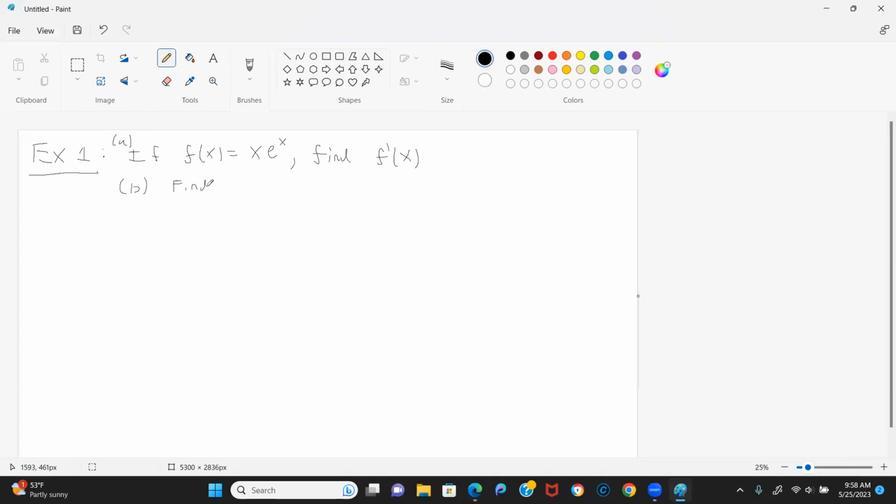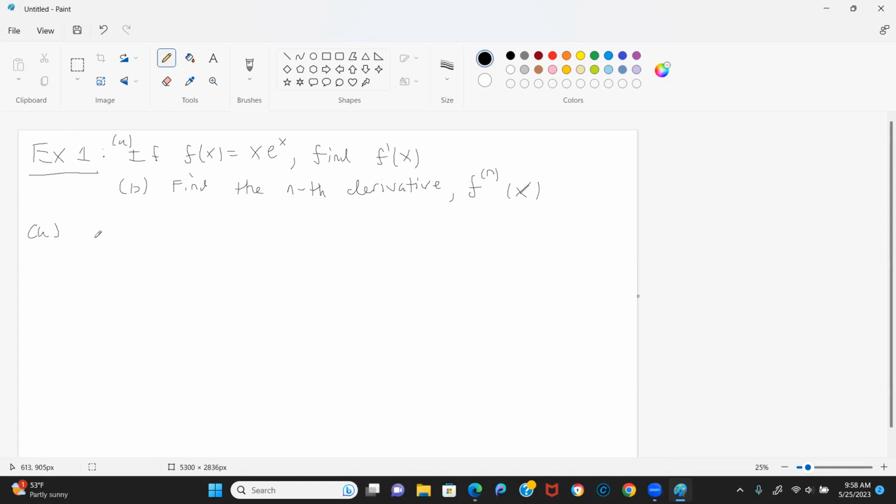find the nth derivative. Remember, you can take more than one derivative, and the notation we use for the nth derivative is f parenthesis n of x. So let's just think about A first.